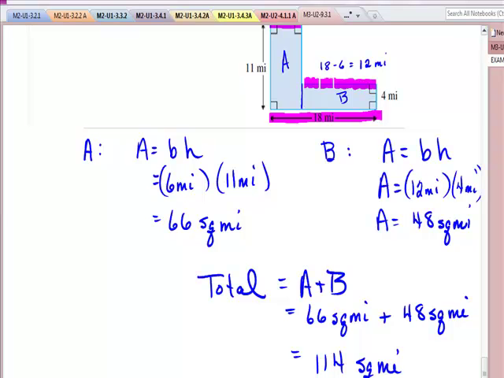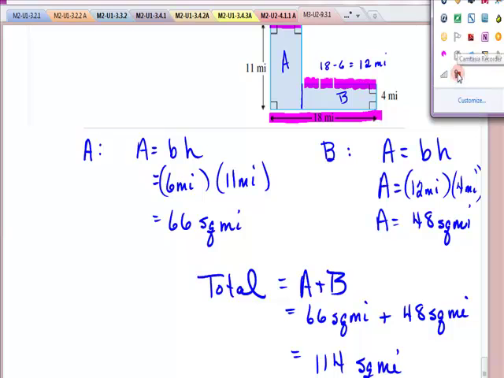Okay, make a list of all your geometric formulas and remember to write down the formula for the shape that you're about to work on. And these all had to do with areas.